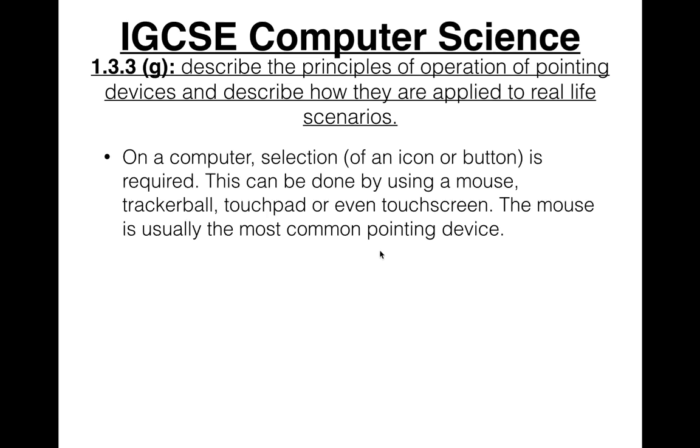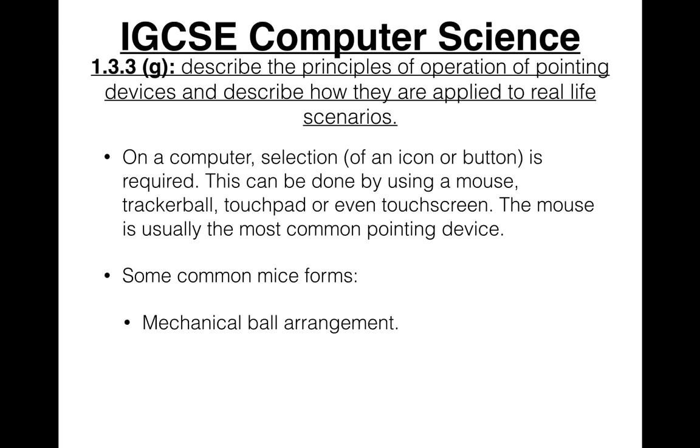So on a computer, selection of an icon or button is required. This can be done by using a mouse, tracker ball, touchpad, or even a touch screen. But the mouse is usually the most common pointing device. Some common mice forms include the mechanical ball arrangement, red LED used to detect movement, and wireless.